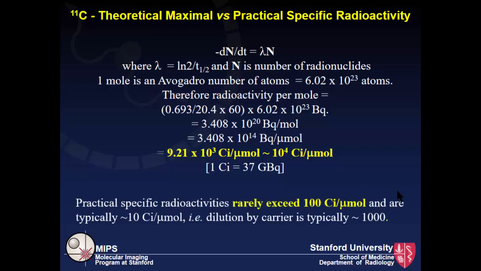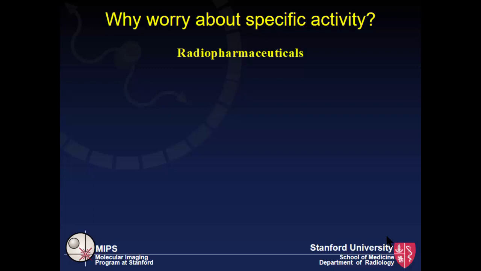Generally, the take-home message here is that in theory, we should be getting specific activities in the range of 10 to the 4th curies per micromole. But in real life, because of all the different things that we encounter, such as CO2 in the atmosphere and whatnot, it's typically around 10 curies per micromole, with dilution of about 1,000 times. So why worry about specific activity?